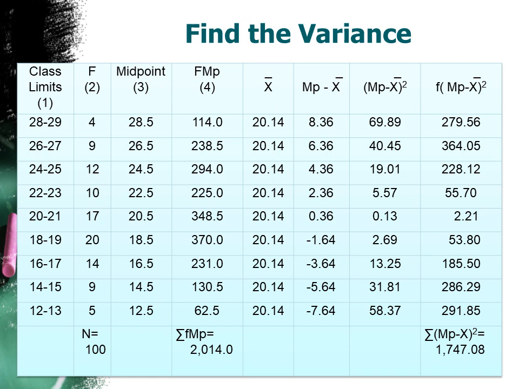After getting all those values with the help of your calculator, you can now get the summation of the deviation of MP and X squared. That is why the value is 1,747.